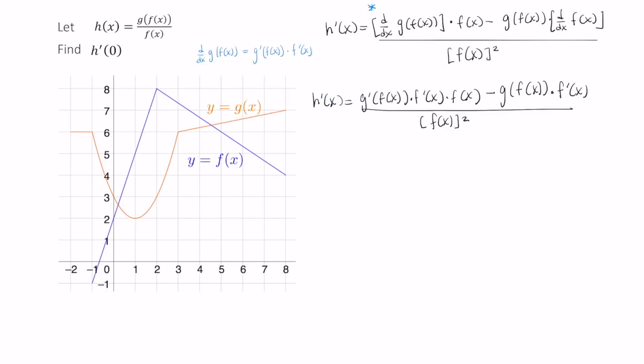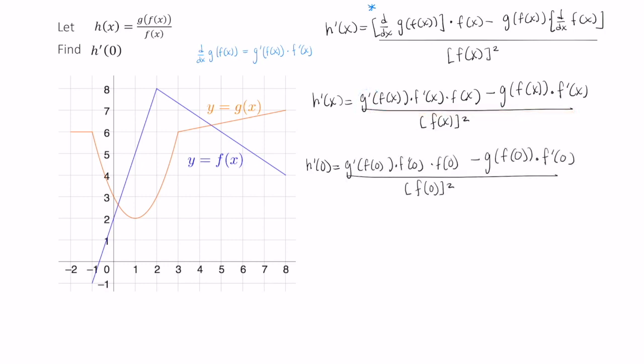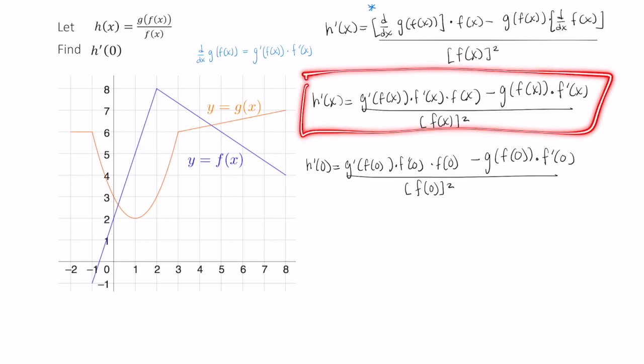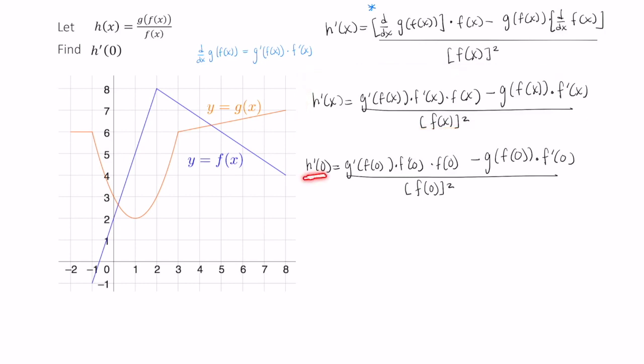All right, now that that is done, what is h prime of 0? Well, we have to start filling in zeros for every x here. So there it is. I have rewritten the first derivative of h in a manner so that we are evaluating the first derivative of h at 0.